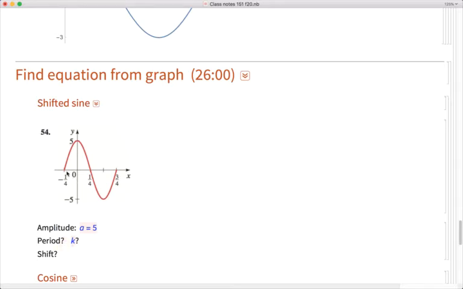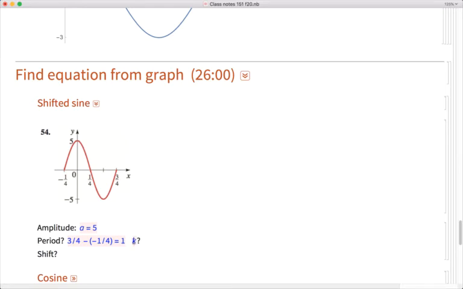So the next thing to get from the graph is the period. How long does it take to repeat? Well, the period goes from -1/4 to 3/4. So I need to take the difference of those two numbers to figure out the period. It's 1. We could also just count out 1/4, 2/4, 3/4, 4/4. It took 1 unit along the x-axis to get a period of this graph. So the period is 1.